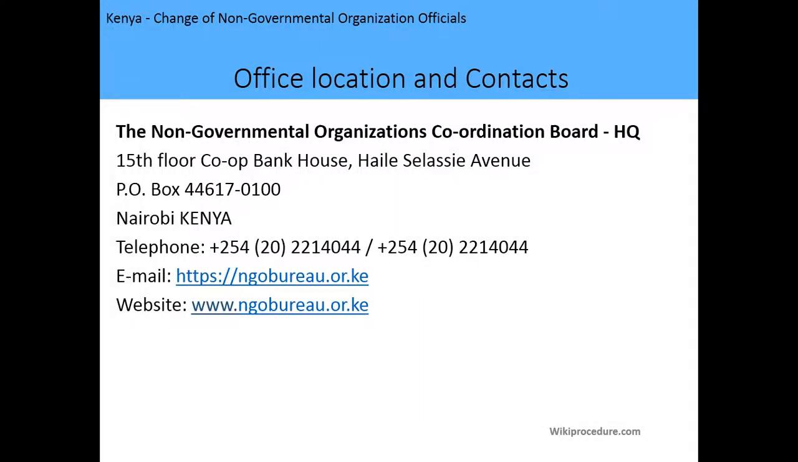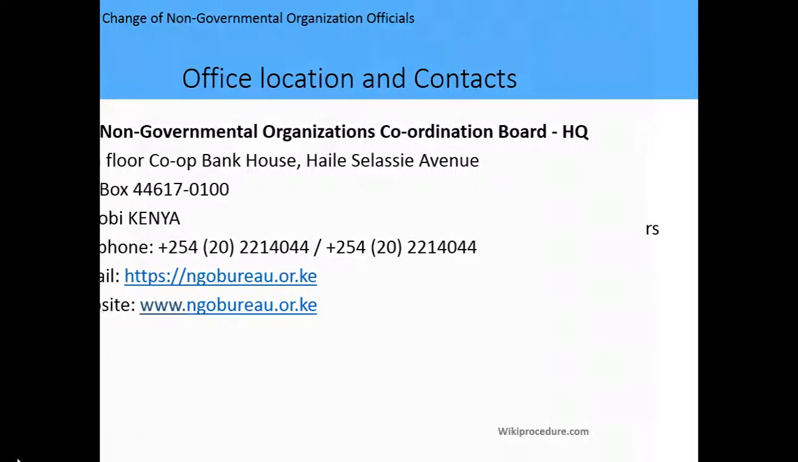And the contact information of the Non-Governmental Organizations Coordination Board, they are located at Coop House, Haile Selassie Avenue, Nairobi, Kenya. You can visit them on their website of www.ngo.or.ke, and here you can find more information about their regional offices. This is the headquarters. We are not going to mention the regional offices here.